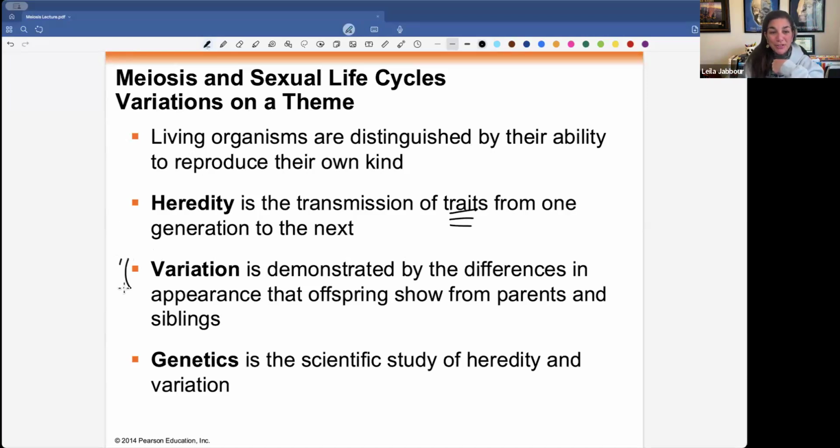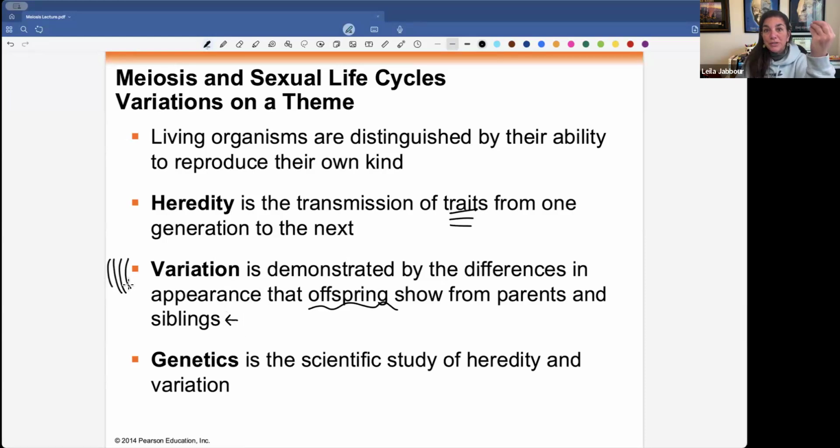Now, what makes you a unique person is that variation. And variation is demonstrated by the differences in appearance that offspring show from parents and siblings. Offspring is the term we use in genetics for the children of the two parents that reproduced. And these offspring are also different from each other. So the siblings are not carrying the same traits or expressing the same traits. And that's what variation is.